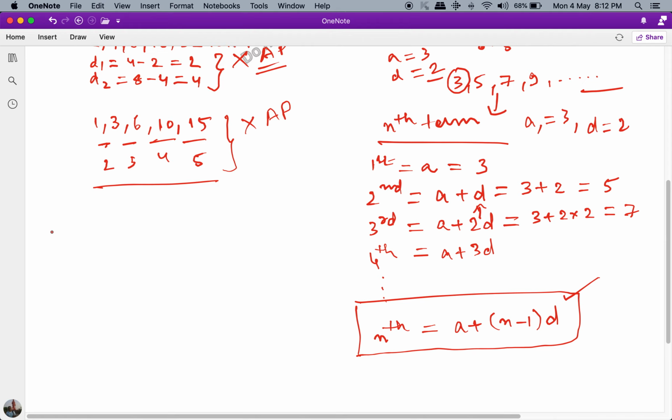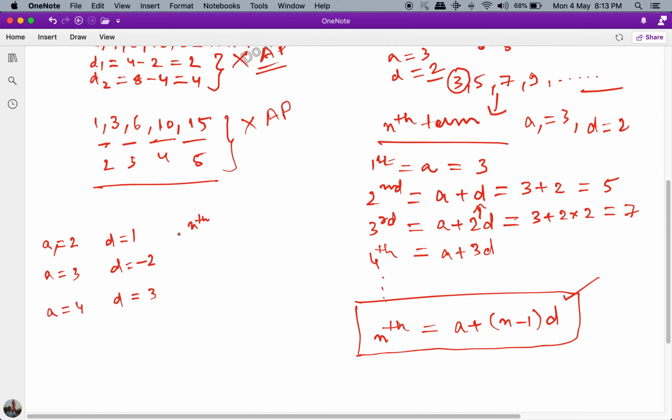Now let us work some examples. Okay, let's say the value of A is equal to 2, the value of A is 3, and the value of A is equal to 4, and the value of D is equal to 1, the value of D is equal to minus 2, and the value of D is equal to 3. So what will be the nth term here?